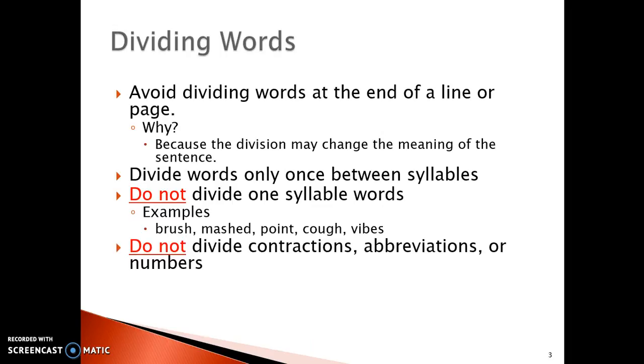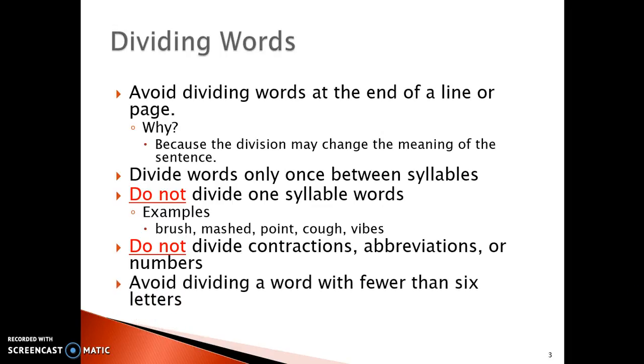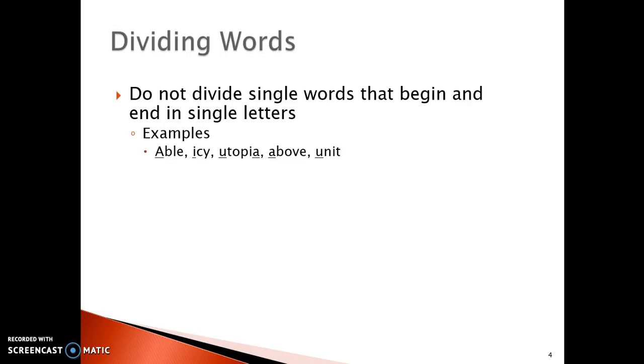You also don't divide contractions or abbreviations or any numbers. Don't divide them. And one of the most important things to remember is to avoid dividing a word with fewer than 6 letters. If it has less than 6 letters, don't divide the word at all. You also don't want to divide single words that begin and end in single letters, like able, icy, above, and unit, which we probably wouldn't divide anyway because there are less than 6 letters.